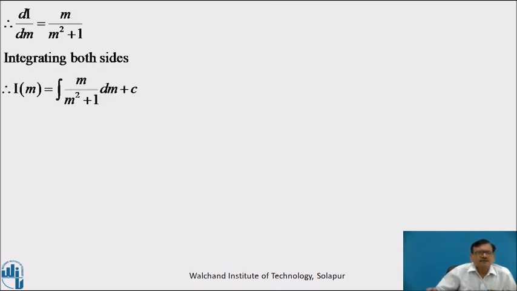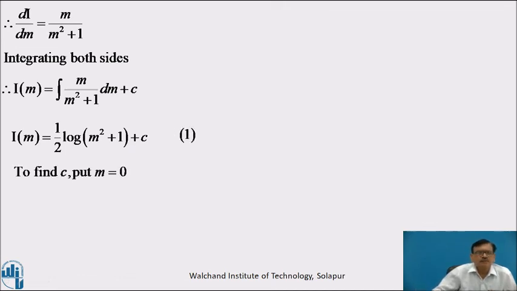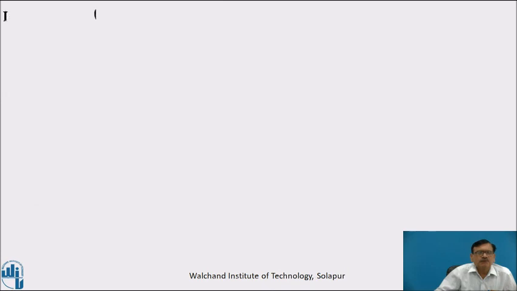Integrating both sides, we get I of m equal to the integration of m upon m square plus 1 dm plus c, which is equal to 1 by 2 log of m square plus 1. We are here using the formula that the integral of f dash of x by f of x is log of f of x. Let us call this equation number 1. To find c, we put m equal to 0. Now putting m equal to 0 in equation number 1, we get I of 0 equal to 1 by 2 log of 1 plus c, but log of 1 is 0, therefore I of 0 equals c. Let us call this equation number 2.